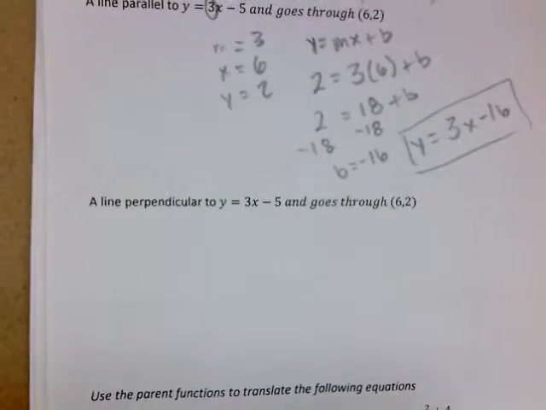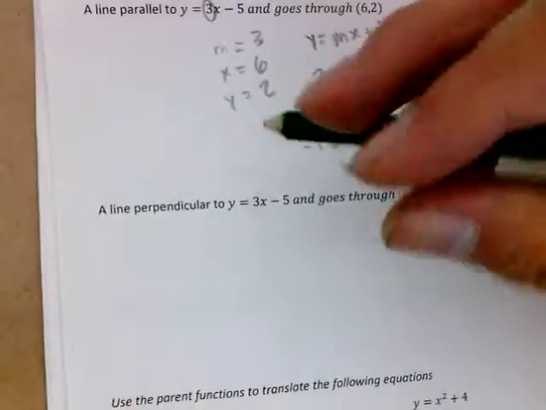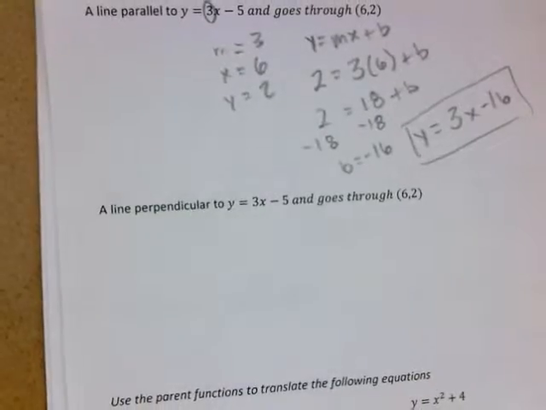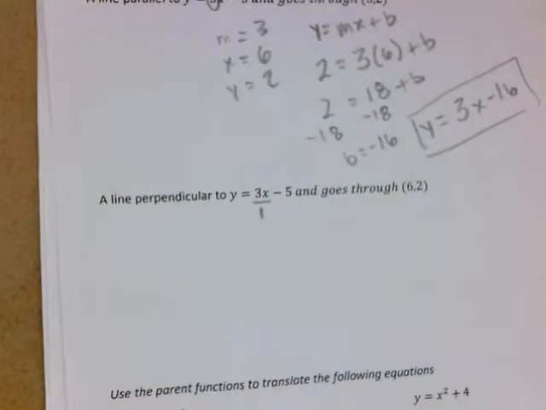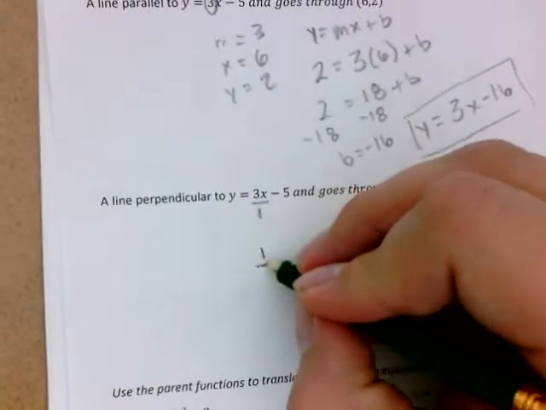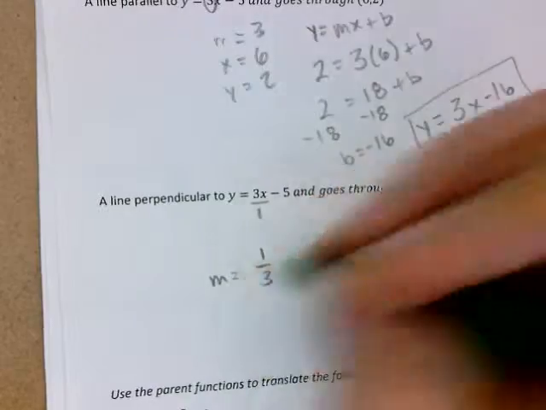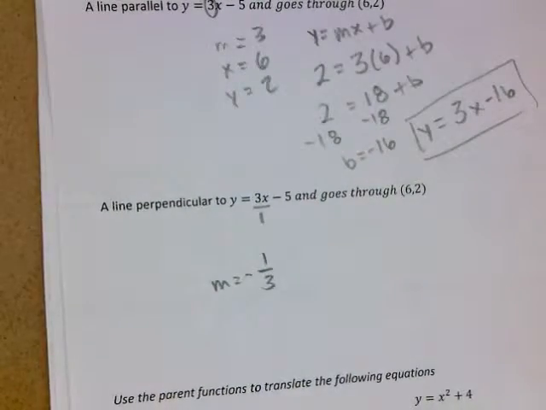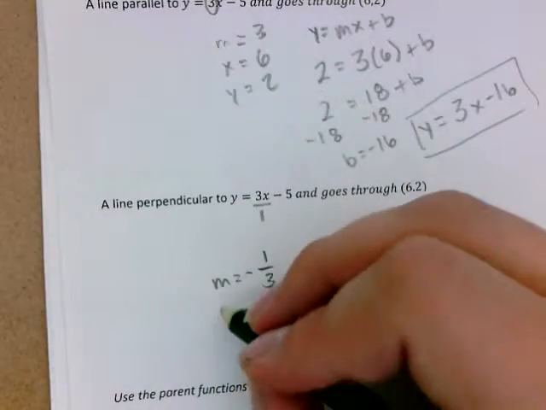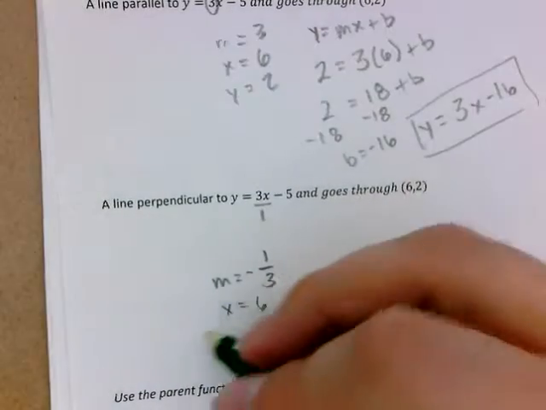Perpendicular. Once again, perpendicular means we have to flip the fraction. But you'll notice 3 is not actually in fraction form. So if we actually had this in fraction form, it would be 3 over 1. To flip it means we'd flip it to 1/3. Our m is going to equal 1/3. We're going to change it from positive to negative. So this is positive, it's going to be negative. We know our x is 6. We know our y is 2.